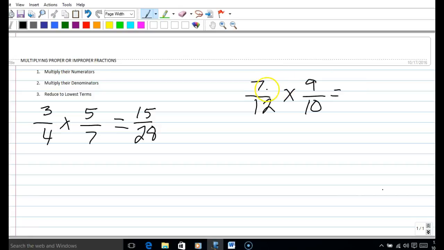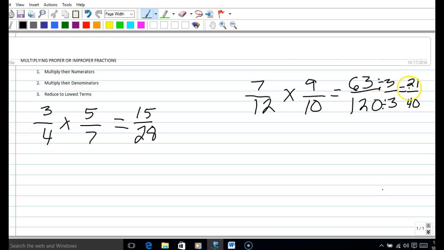Here's another example of multiplying two proper fractions. So you multiply the numerators and you multiply the denominators. So 7 times 9 is 63, and 12 times 10 is 120. However, 63 over 120 can be reduced. Each one of these two numbers contains a factor of 3. So I can divide 3 out of both the numerator and the denominator. So 63 divided by 3 is equal to 21. And 120 divided by 3 is equal to 40.